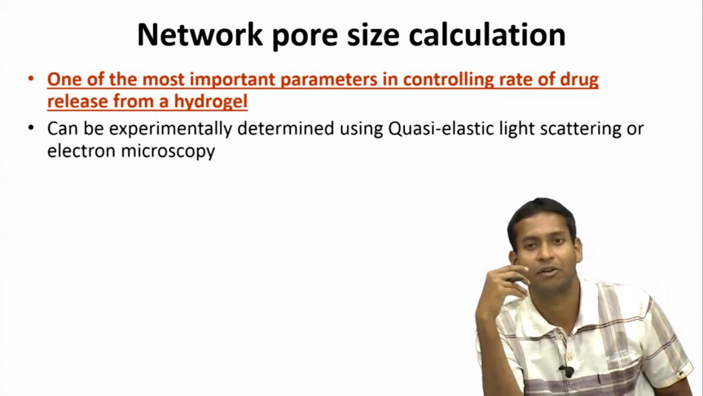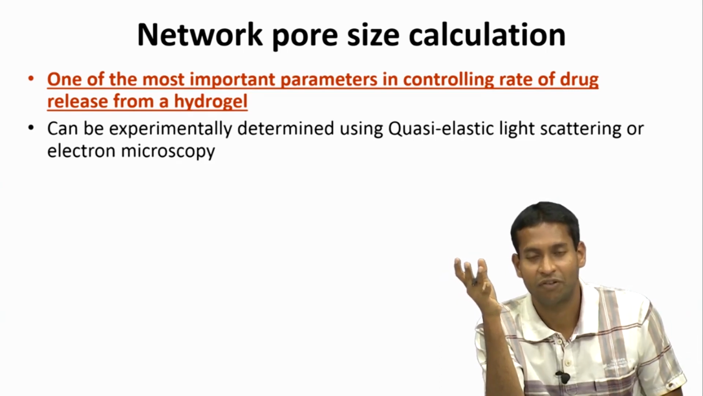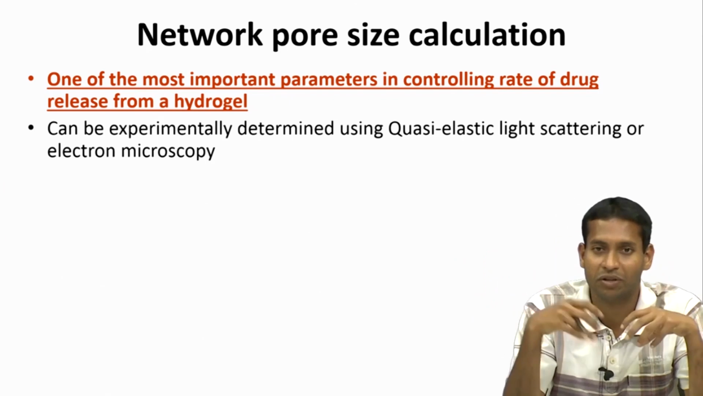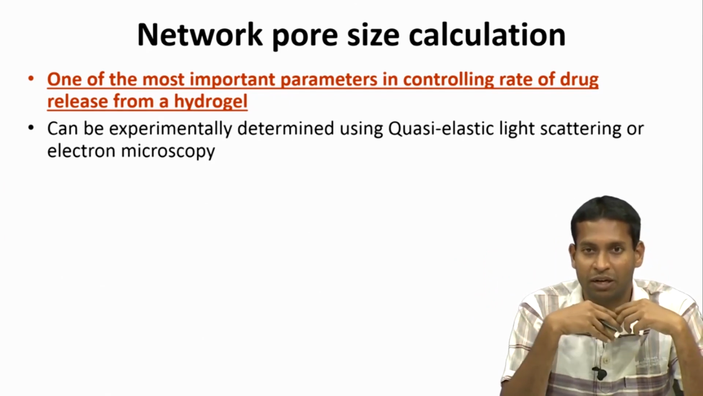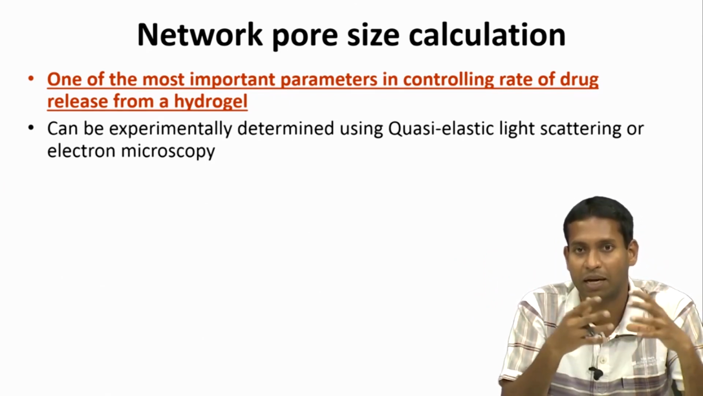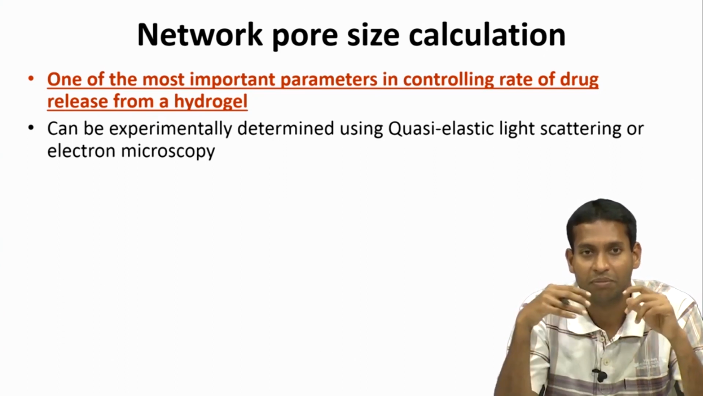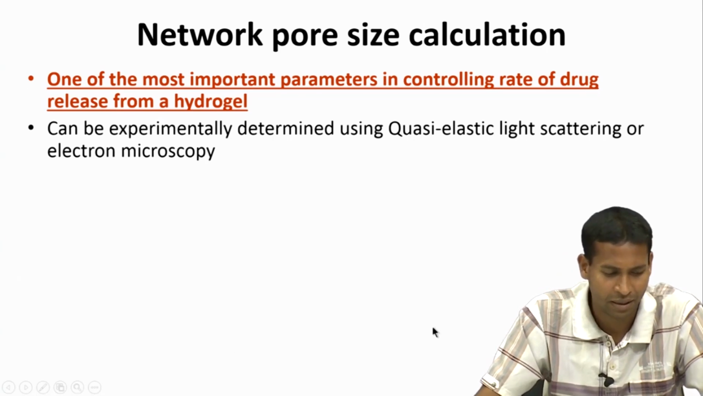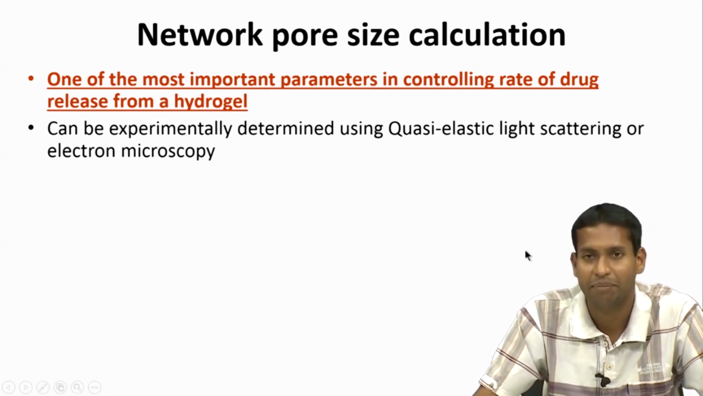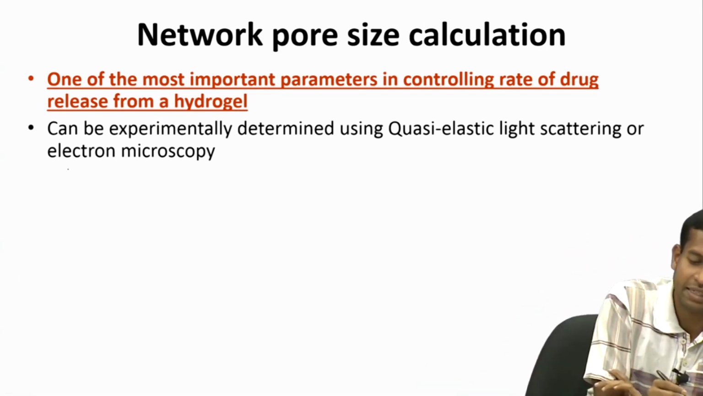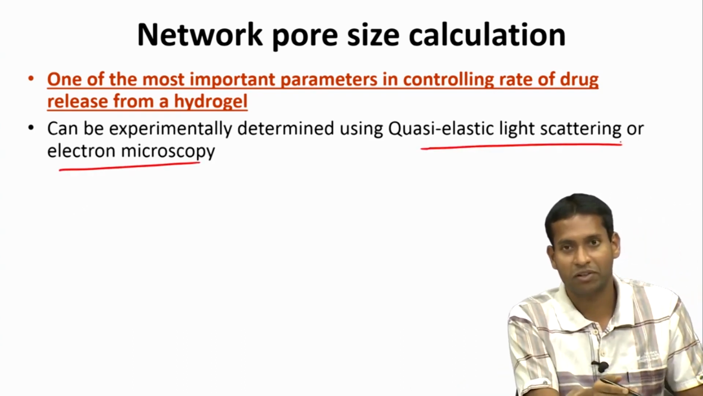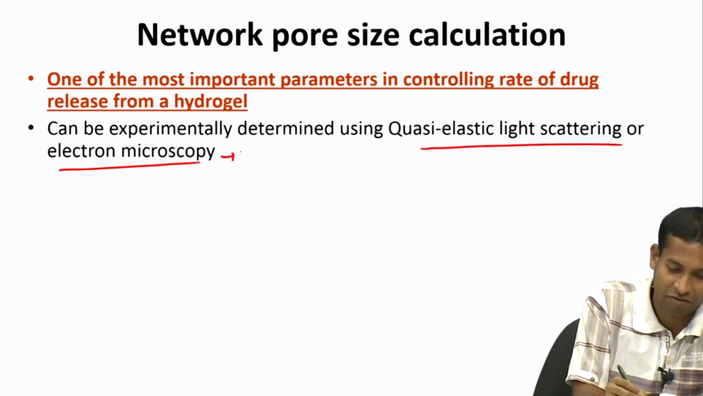I can't really try to deliver a drug which is 50 nanometer in diameter through a hydrogel that only has pores of 10 nanometer, because those drug molecules will not be able to physically come out from the hydrogel. So this is something that we definitely need to define, and we can directly measure that using some techniques like electron microscopy or light scattering. The problem with electron microscopy is that this is typically done in high vacuum.